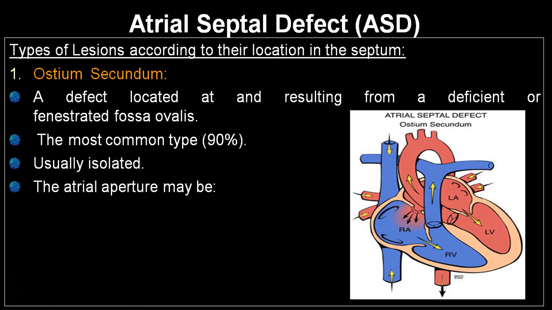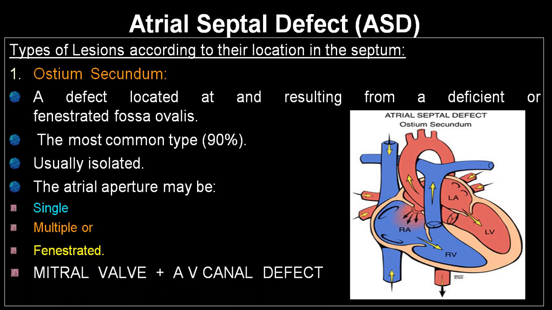Usually isolated. The atrial aperture may be single, very rarely it is multiple, or may be a fenestrated variety. It may be associated with mitral valve defects or AV canal defects, not very common.